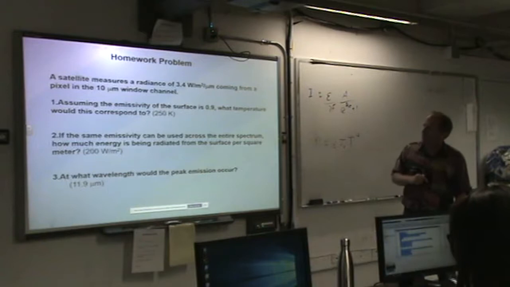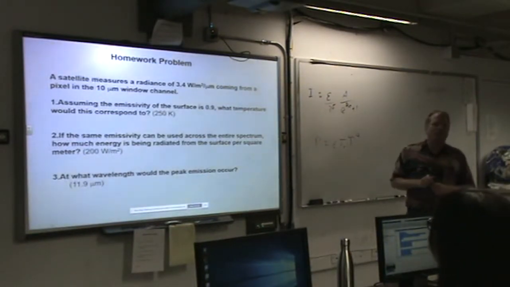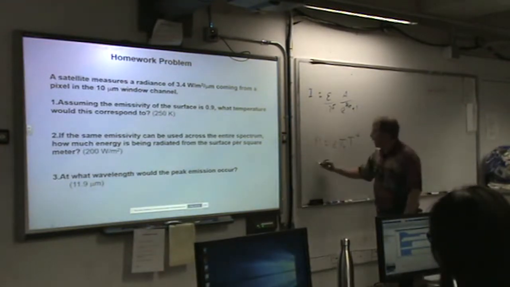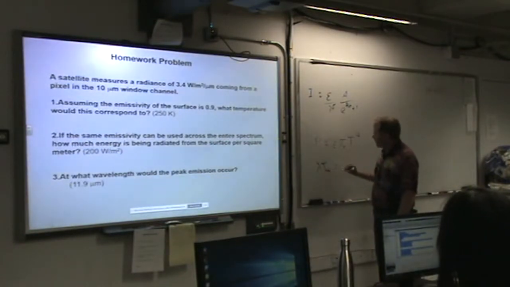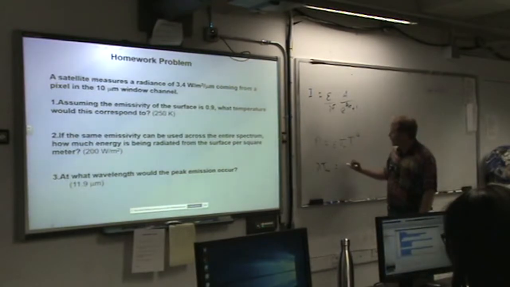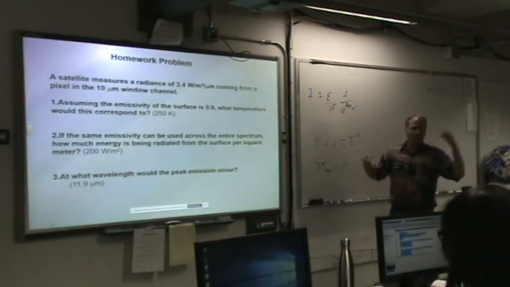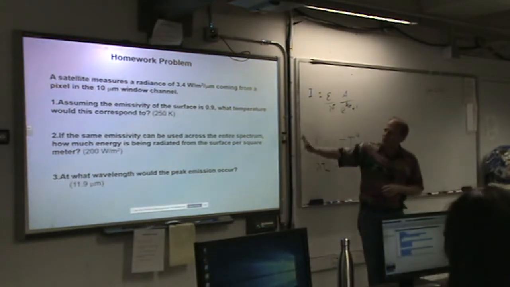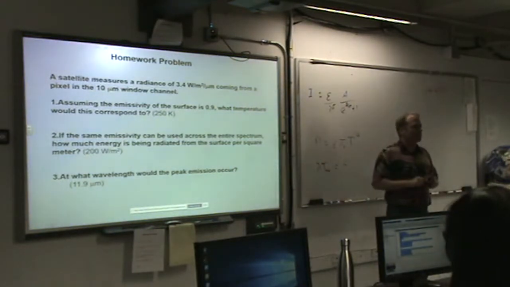Okay? And then the last one is, at what wavelength would peak emission occur? And here the key word is peak. So we know we have that lambda T max is equal to some constant. You know, I'm just going to write the K there, 2989, whatever. Okay? So all of those should be fairly painless.